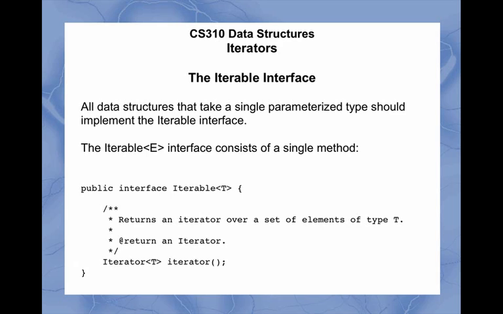Now I want to talk about the Iterable interface. This is another part of this iterator pattern, but the Iterable interface is a completely different interface. It's in a different file. All data structures that have a single parameterized type should use this. The Iterable interface consists of a single method called iterator. So this is the method we have been using all along. This is the method that I have shown you, iterator, in the 3 implementations that we have looked at for our classes. And the reason you want to use this is for convenience.